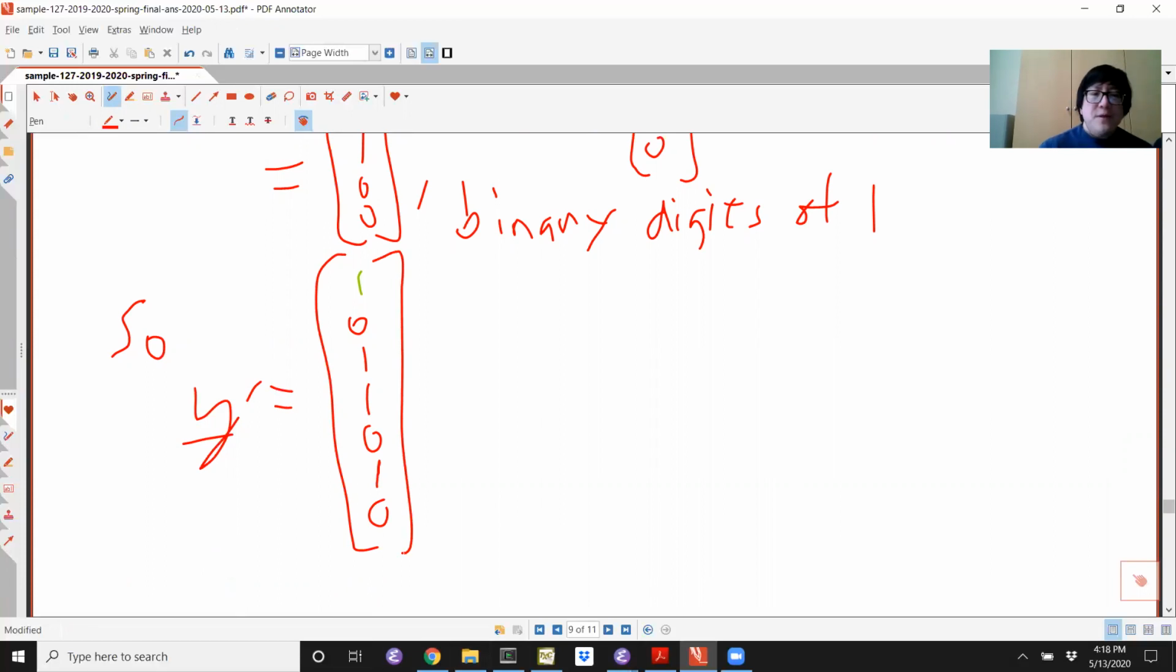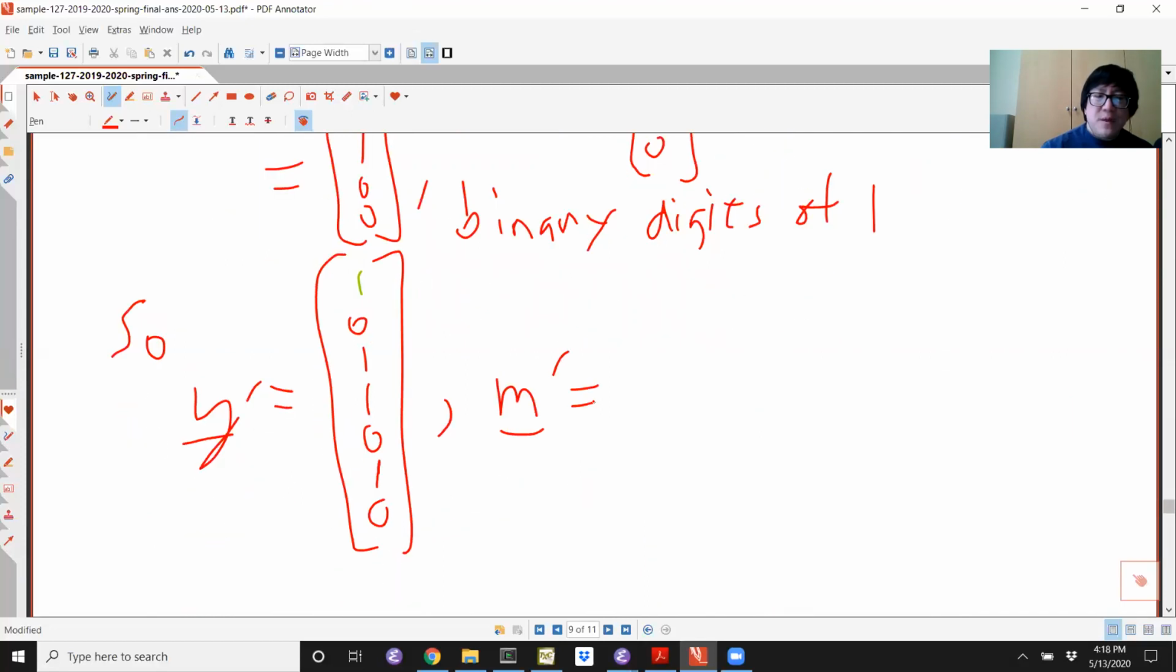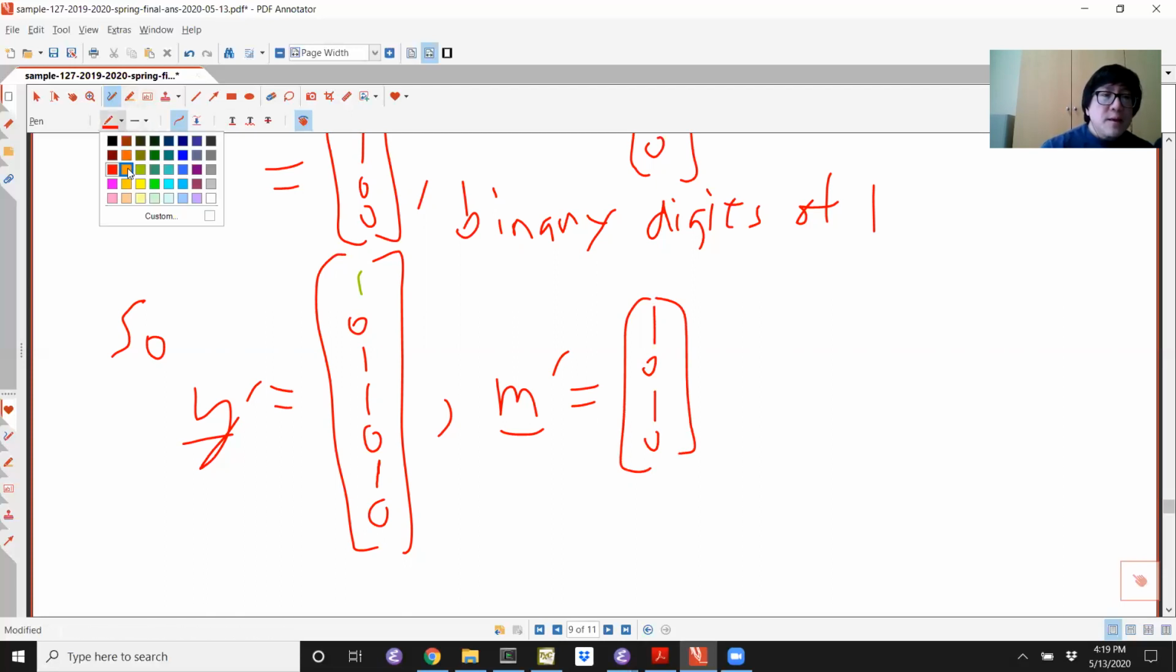Right, so that's what y prime is, and m prime you can just read off this. It says digits 3, 5, 6, and 7 is 1, 0, 1, 0. And again, we read off digits 3, 5, 6, and 7, which are the agreed upon message bits.